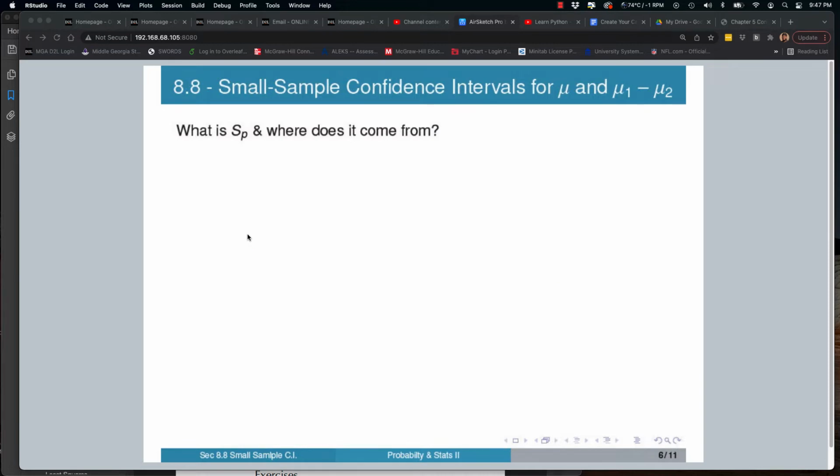All right. So now we want to move into doing the difference between two means, but I want to talk about where the S_p value comes from, and whether we get this in full or not is okay. S_p is called the pooled standard deviation. Okay. So say we have the following pivotal quantity.